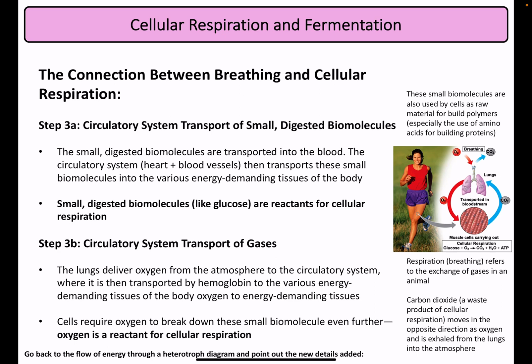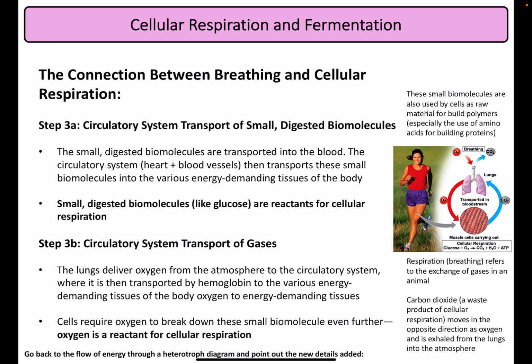Step 3, which is going on at the same time, is for your body to access our other reactant. So we have one half of the equation down. We have our glucose. We just transported it to the blood and then transported it to our cells so they can undergo cellular respiration, but we still need oxygen.